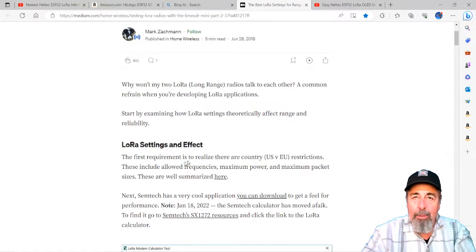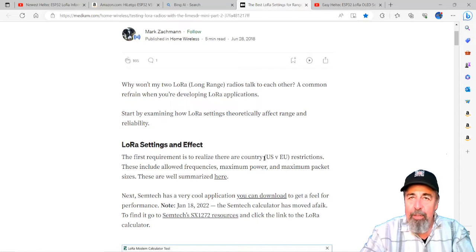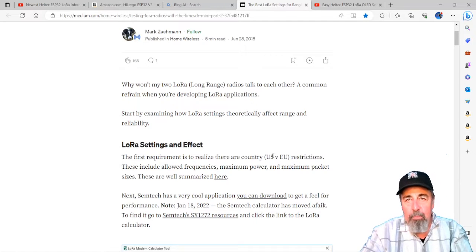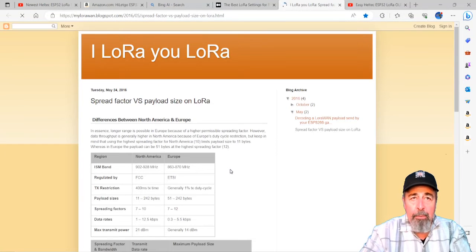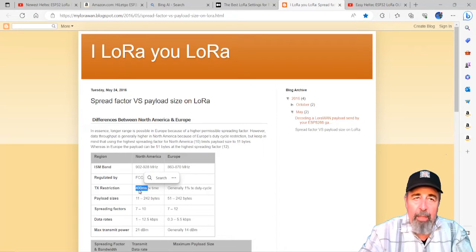Okay, so let's realize there's differences in each country regarding restrictions of LoRa, and that's summarized here. Yeah, so in North America, you use 915 megahertz. In Europe, you use 868. Regulated organizations. Transmission time: in the United States, you can't have a single transmission over 400 milliseconds.